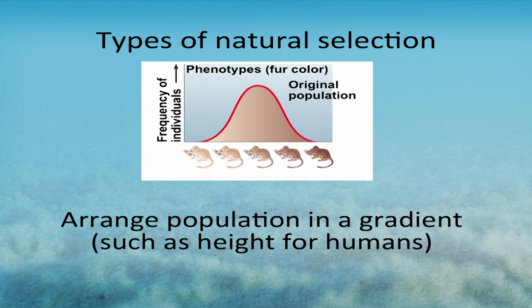If we imagine a classroom for a moment, imagine that we have a classroom of 30 individuals and we're having all the individuals stand up and arrange themselves by height from short all the way to tall. That's what I mean when I say arrange the population in a gradient. Once we've done that, what we're going to try and do is identify where along that gradient do we see the highest fitness.